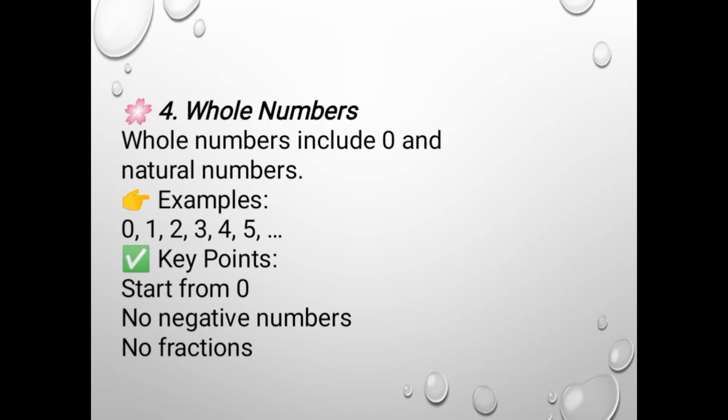Our next topic is whole numbers, students. Whole numbers include 0 and natural numbers. For example, 0, 1, 2, 3, 4, 5, and so on. Key points: start from 0, no negative numbers, no fractions. So, the whole numbers are equal to natural numbers plus 0.